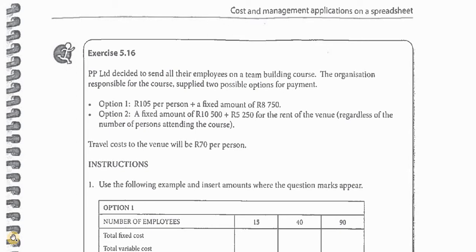Option 2, we have a fixed amount of 10,500 as well as 5,250 for the rent of the venue, regardless of the number of people attending. So that is a fixed cost. Travel cost to the venue will be 70 rands. So we already can identify that this is variable, this is variable. So they both are variable, and this is fixed, and that is fixed, because they do not change with the number of people attending the course.